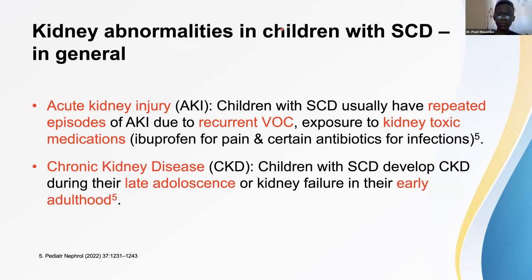chronic kidney disease. Also, because of the pain, they're getting anti-pain medication like ibuprofen, and also the infections they get, we usually treat them with aminoglycosides, which are also toxic to the kidneys. So they get the acute kidney injuries, and chronic kidney disease is also something that they suffer from. So this can manifest especially in late adolescence, or they can suffer from kidney failure in early adulthood.